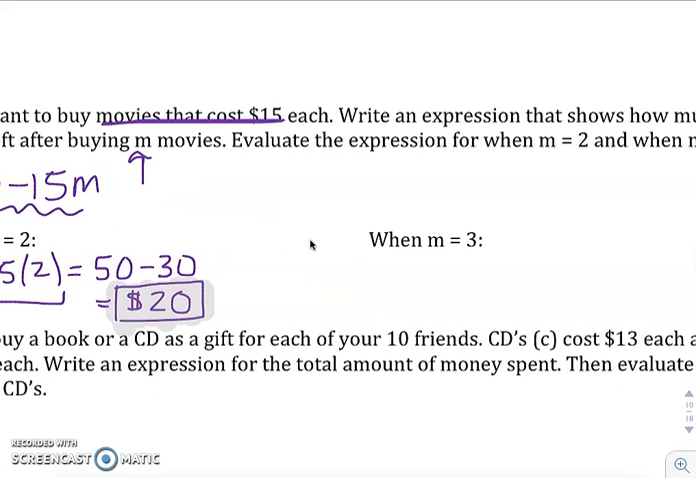Okay, what about if M equaled 3? Well, 50 minus 15 times 3. 15 times 3 is 45. So you would have $5 left if you bought 3 movies to watch.